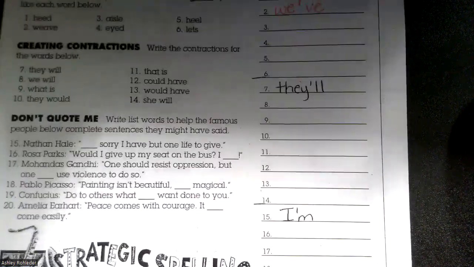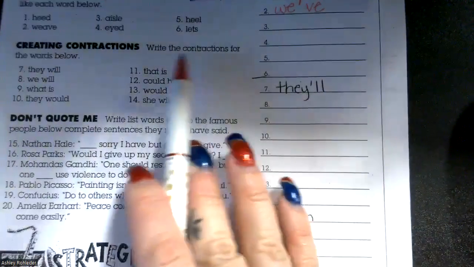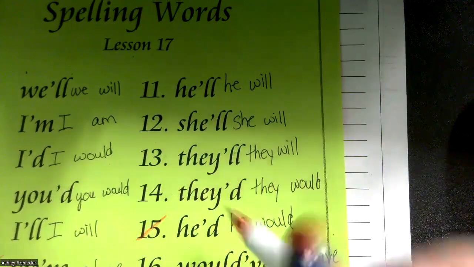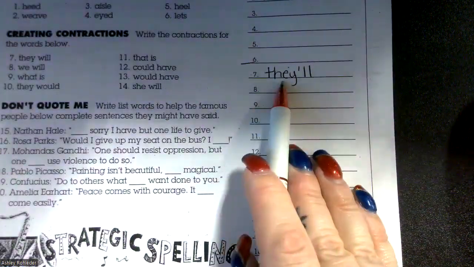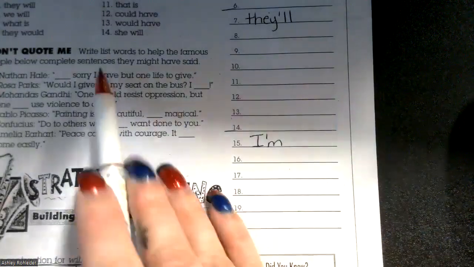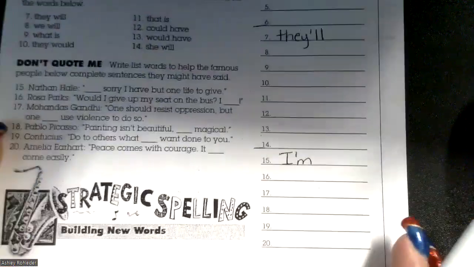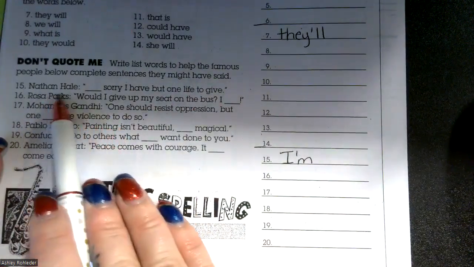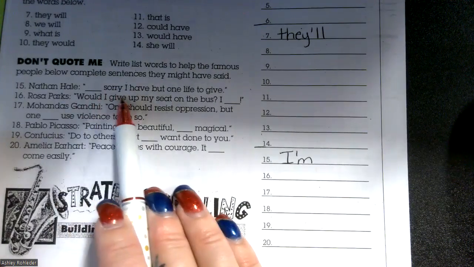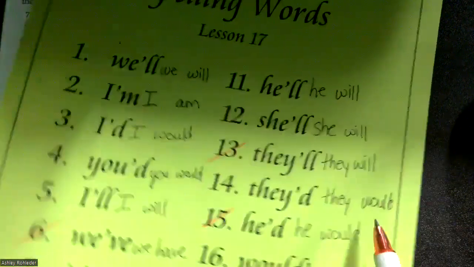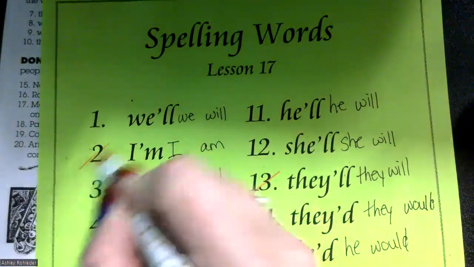Yep. All right, numbers 7 through 10. Write the contraction for the words below. So for they will, it's they'll. Okay, I crossed the they'll off because it's right there, right? You can do that. Okay, numbers 15 through 20. Write list words to help the famous people below complete the sentence that they might have said. Nathan Hale: blank sorry I have but one life to live. So I am sorry I have but one life to live. So I'm going to cross out number 2.